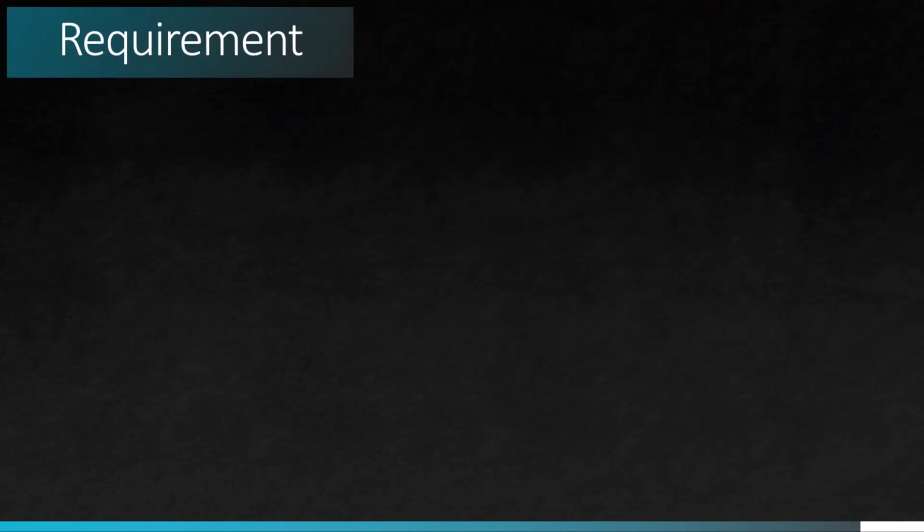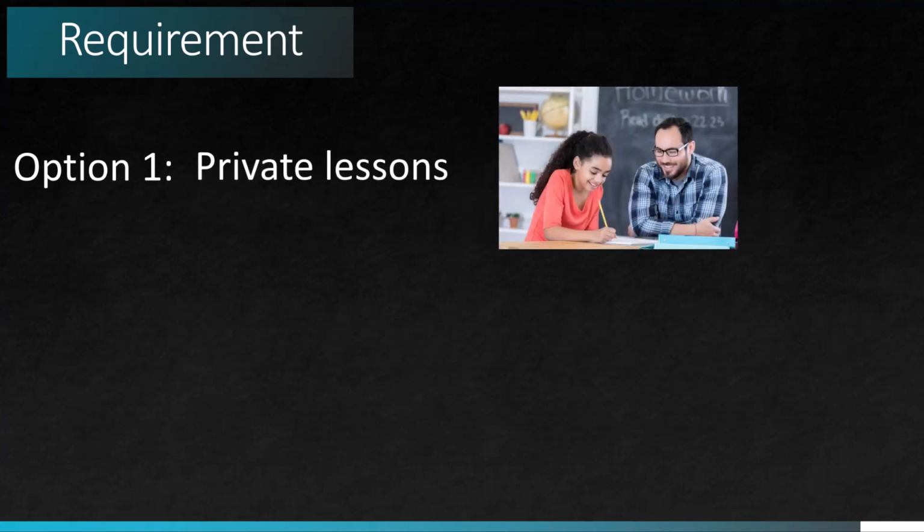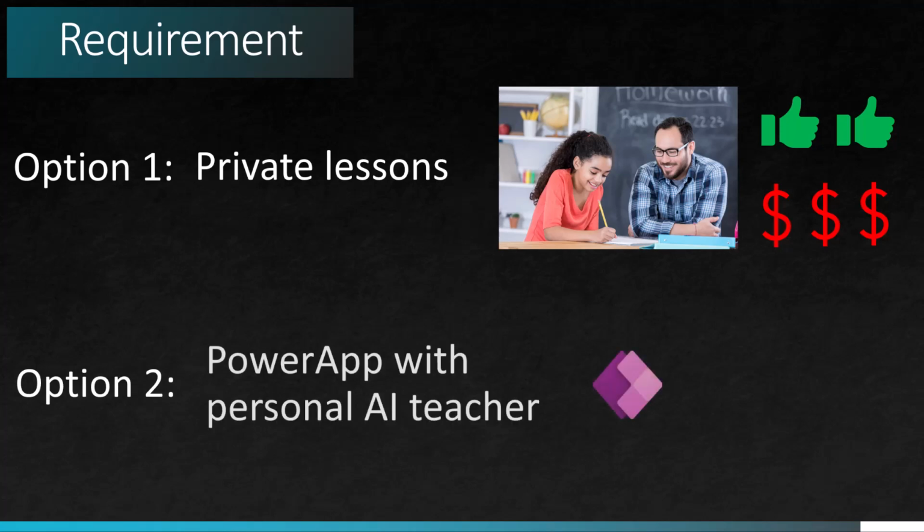And if we focus on the private side of life and on students in school, then you have different options. The first option is to give private lessons. They are very good from a content perspective, but they are also usually very expensive. So I thought, hey, isn't there another option? And the other option that I have is, why don't we create a Power App with a personal AI teacher?